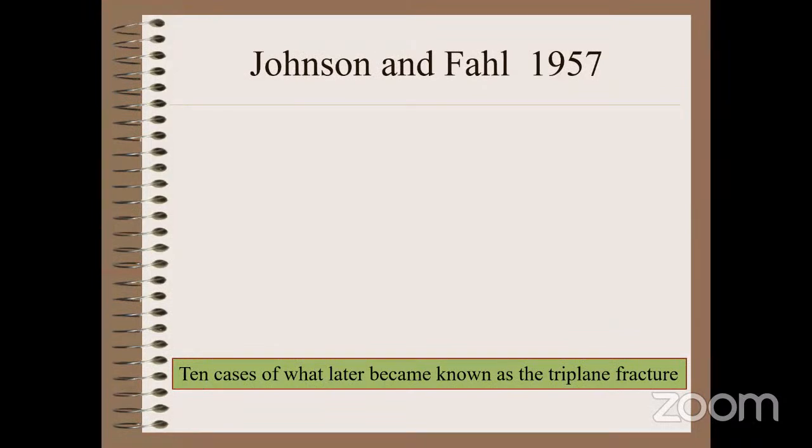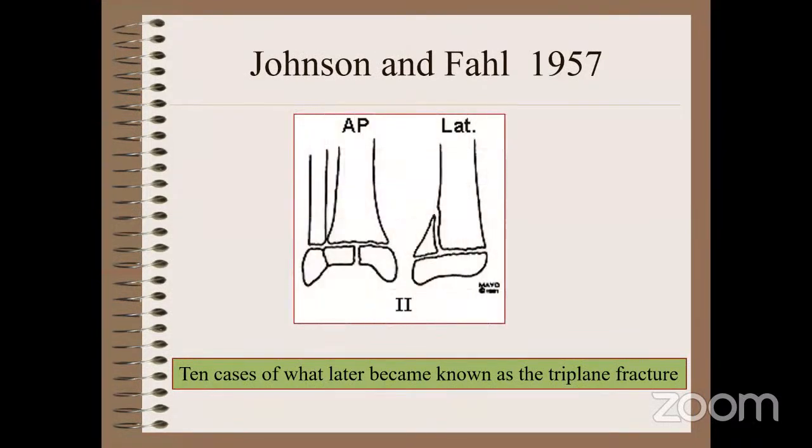In 1957, Johnson and Fall described what is now known as the triplane fracture. They described this three-plane injury in ankle fractures. It was Salter 2 on the lateral, Salter 1 on AP, and actually it was a Salter 4 injury. So it's a 2 on AP, 3 on lateral, and actually Salter 4, which is misinterpreted as Salter 2 and Salter 3. That is the peculiarity of 2, 3, 4.